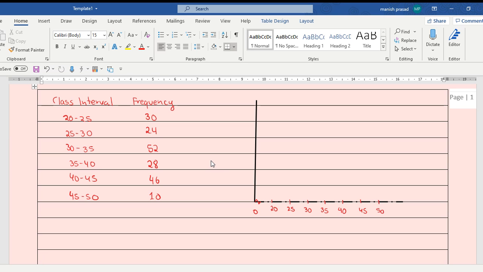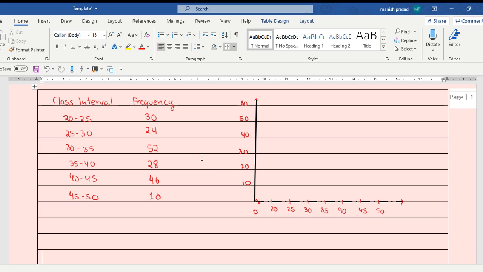Check if I've missed anything. And here the frequency is going all the way from 10 to 52. So we will take a gap of 10 each: 10 here, 20, 30, 40, 50, and 60. So this is like this.